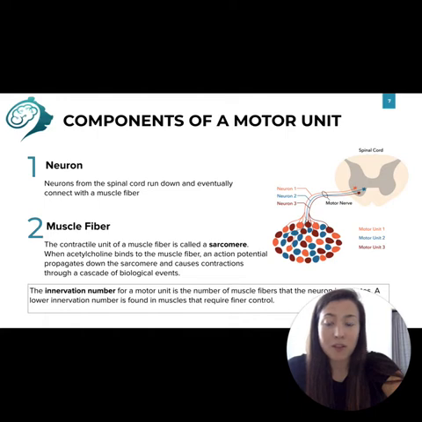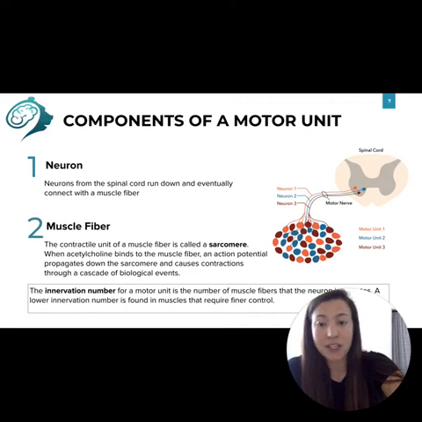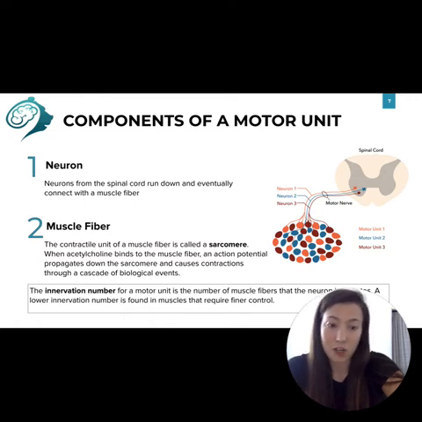The number of fibers that a neuron innervates depends on the muscle. Muscle fibers that are highly innervated are typically for finer control. Innervation number refers to the number of muscle fibers contained within a motor unit. If a motor unit has a small innervation number, this means that one neuron innervates a small number of muscle fibers, thus providing finer control than muscles with large innervation numbers.